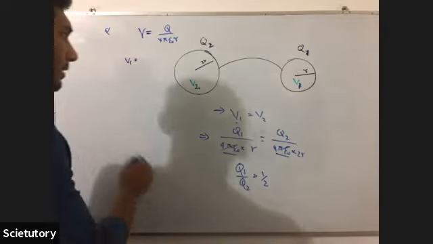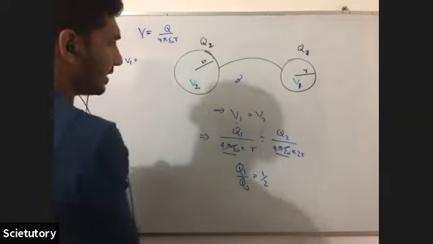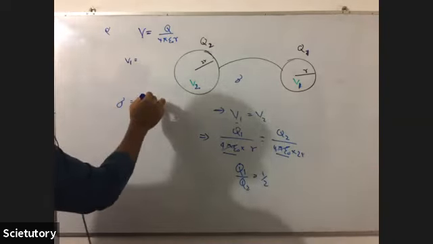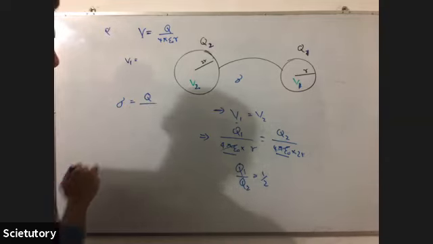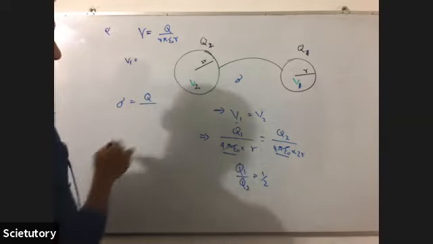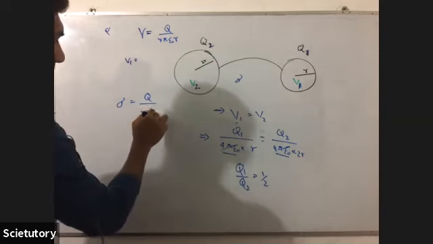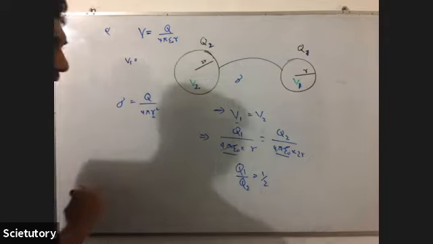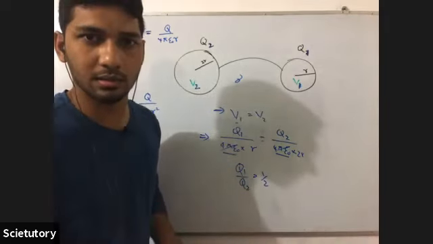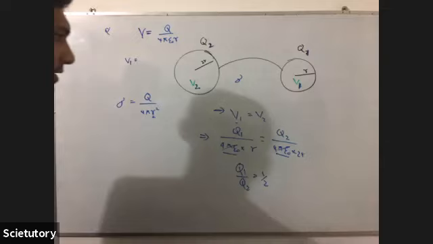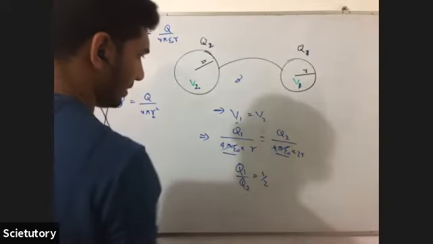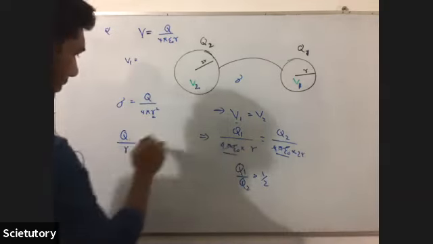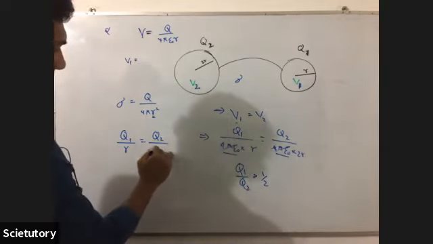Yes. Now we are going to compare the sigmas. Sigma is surface charge density. So sigma is equal to Q divided by the surface area, 4 pi r squared, isn't it? So here you have squared of r. This is r into r. So I'm just going to convert this equation. Now see, Q1 over r is equal to Q2 over 2r.